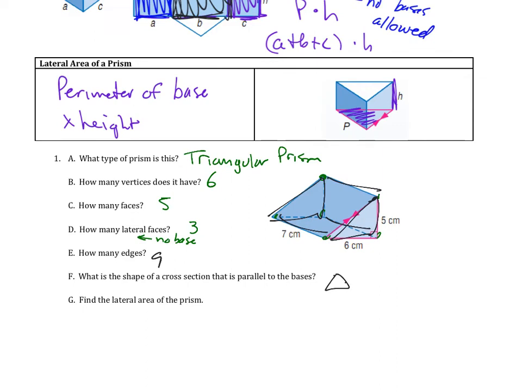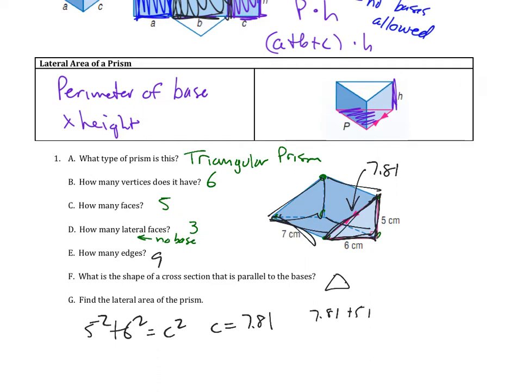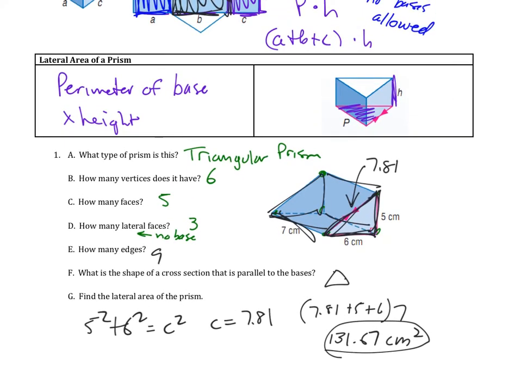And my lateral area is going to be perimeter of the base times the height, but I'm missing a side. So to figure that out, I'm going to do Pythagorean theorem. So this length is going to be 7.81. So I add 5 and add 6, and I multiply by 7. 7.81 plus 5 plus 6, all that times 7, is going to be 131.67 centimeters squared. That's going to be my answer, okay?